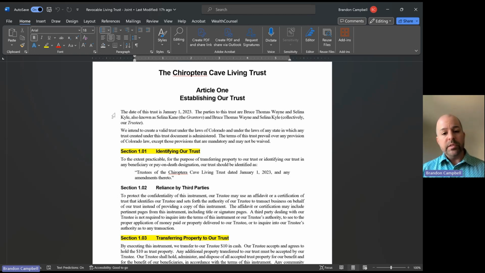So at the outset, the trust is simply saying here, we are creating this trust. This is our trust. We are the grantors. We are also initially the trustees. And in 101, this is the trust. This is the name of the trust, and this is the date of the trust for all purposes.